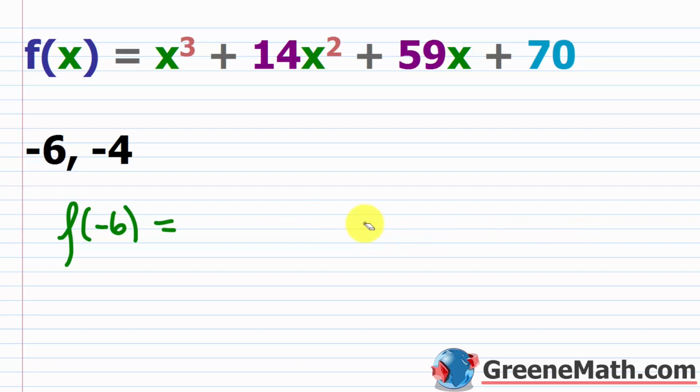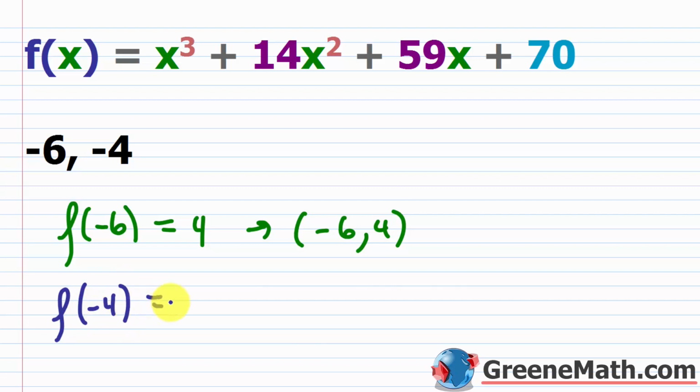So let's just say the value here is 4, right? So 1 point would be negative 6 comma 4. Okay. So the other one, let's look at f of negative 4. So what would that be? Negative 4 cubed is negative 64. Then you'd have plus negative 4 squared is 16.